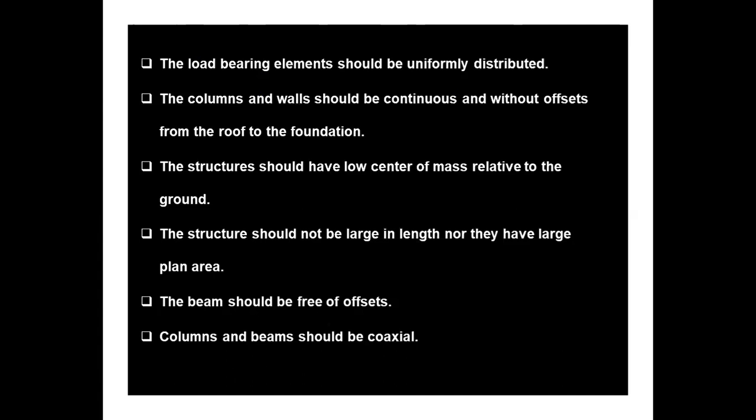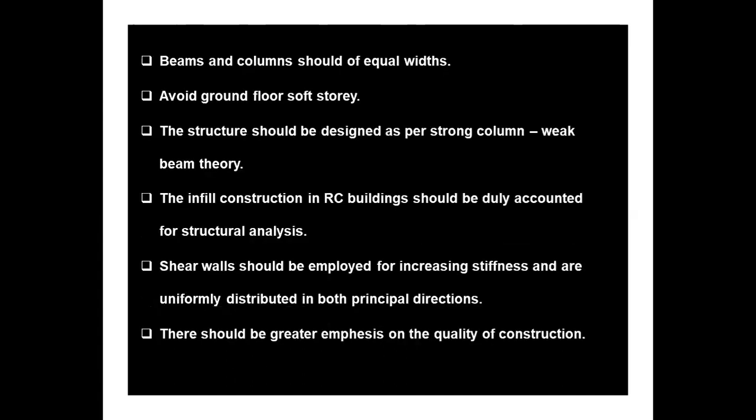The structure should have a low center of mass relative to the ground. The structure should not be large in length, nor have a large plan area. It's also called a horizontal irregularity, right? We see this irregularity. The beam should be free of offsets. Columns and beams should be coaxial. Beams and columns should be of equal widths.